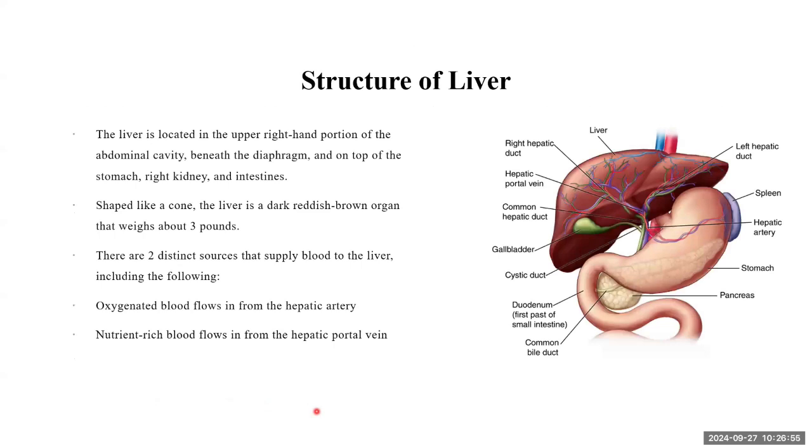So, what is the structure of the liver? Its structure is more like a cone or wedge shape. There are different lobes of the liver. This is how the liver sits on the stomach. Let me draw a small diagram.